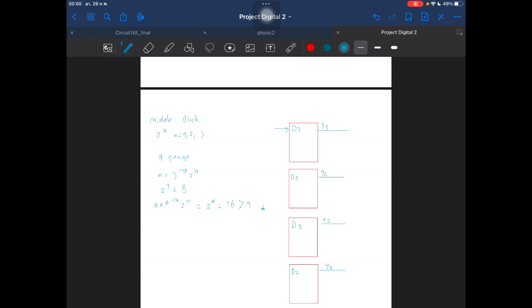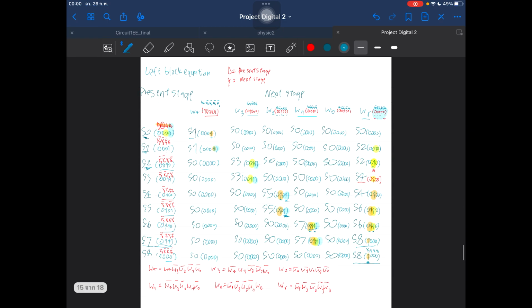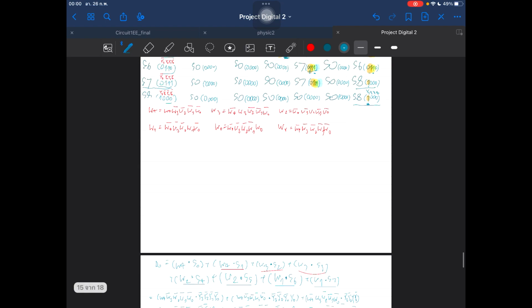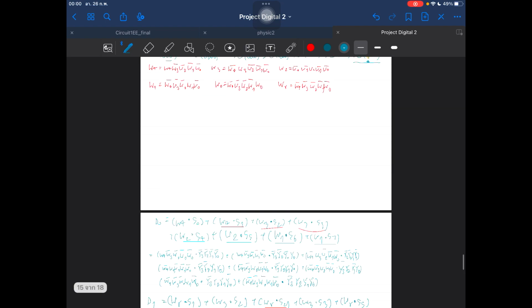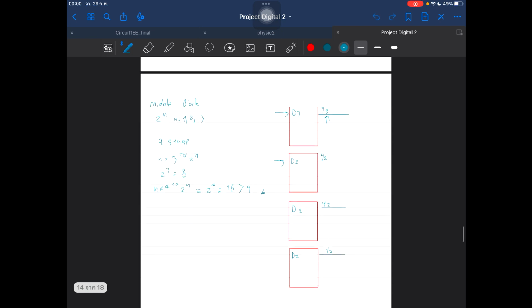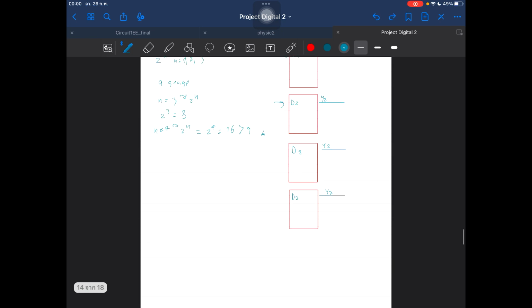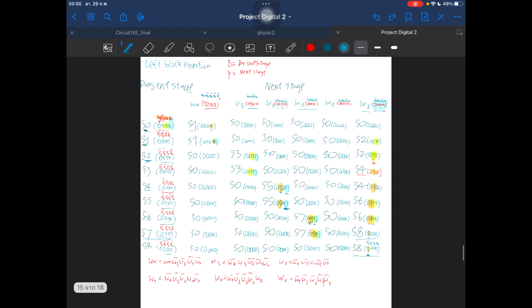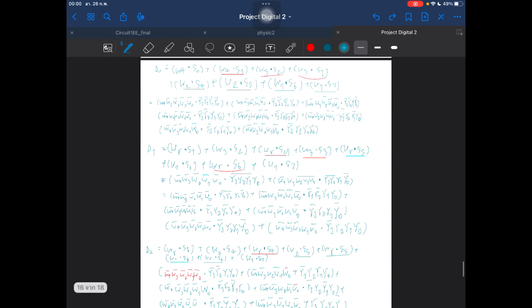D3 is the input that we calculate from the equation and put in the Quartus program and simulate it. Y3 is input from the line here, and we connect it together with the input. And these are all of the equations.